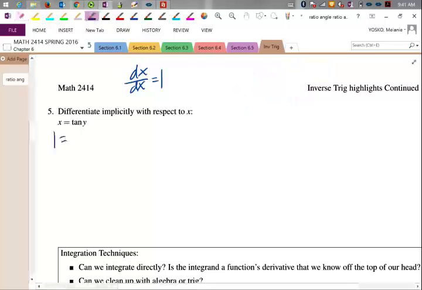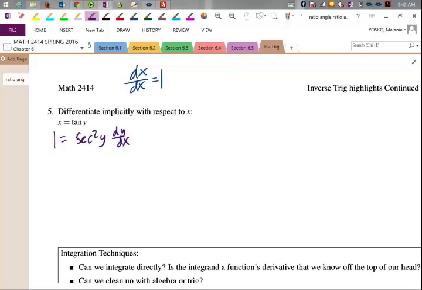Okay. Now, with the derivative of tangent y with respect to x, we take the derivative of tangent, like we would as a function, then we have to multiply by dy dx. Okay? So, what is the derivative of tangent y with respect to x? Secant squared y dy dx. Or y prime. Okay? Either way. I'll switch. It doesn't matter.